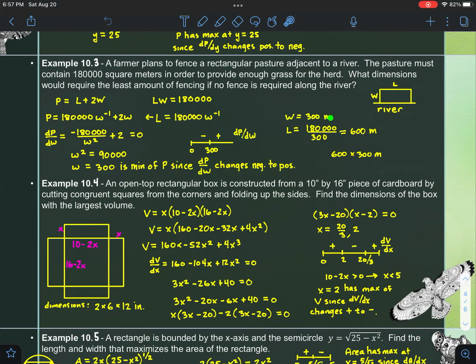Now that we have the width figured out, we also need to find the length, because we're trying to find the dimensions, plural. That's a length and a width in 2 dimensions, right? So again, I'm plugging back into my secondary equation here to figure out that the length would be 600. So we've got a 600 by 300 meter pasture.